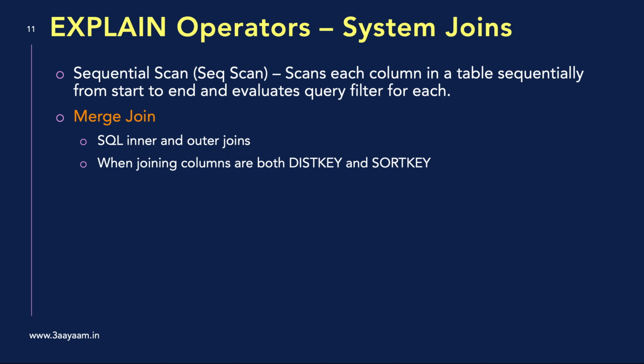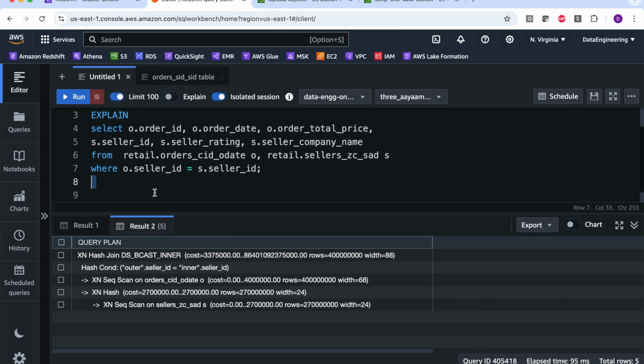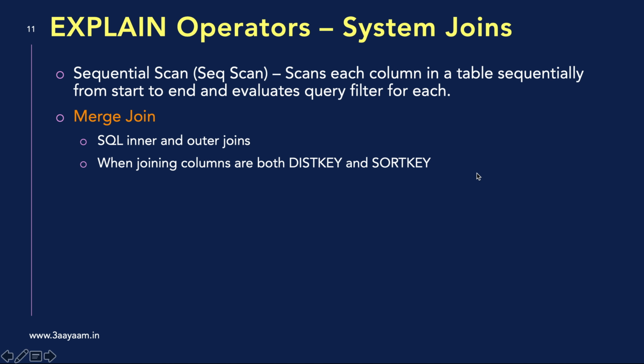But it will only be used when the joining columns are both distribution key and sort key, meaning the condition on which you are joining. In our query, the joining condition is based on seller ID. From the orders table I'm selecting seller ID, and from the sellers table also I'm selecting seller ID. So if seller ID is the dist key and sort key in both the orders and sellers tables, then merge join would be used. That's what it says.